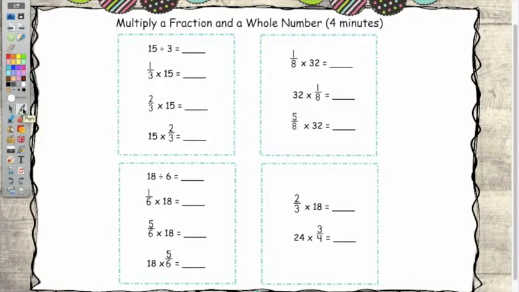15 divided by 3, we know the answer is, okay, go ahead and write that down. Now, on 1/3 times 15, here are two ways to look at it. 1/3 of 15, which would look like this. Okay? Or, and this is the easiest way for me to think of it, 15 copies of 1/3. So if I do 15 copies of 1/3, of course I don't want to write all that, do I?